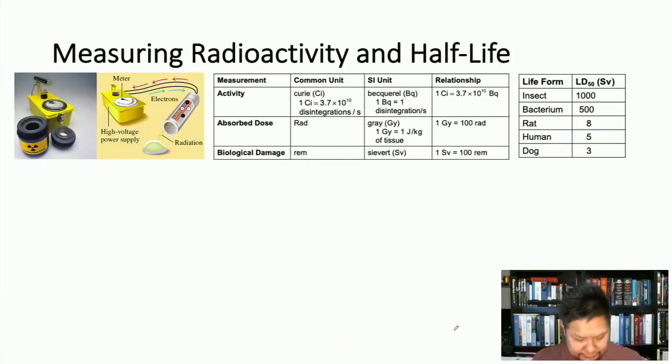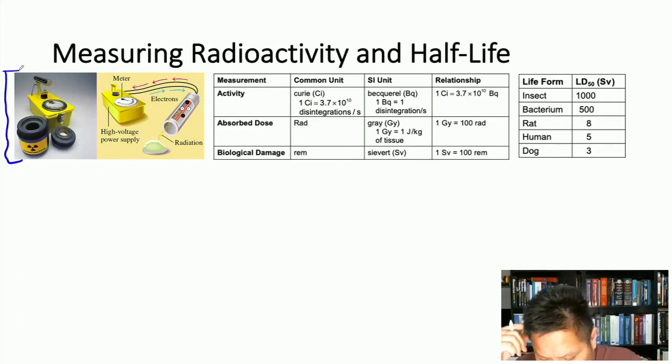And then the last slide is about measuring radioactivity and half-lives. So generally, we detect radioactivity using a Geiger counter. So this is a Geiger counter right here, right? That's how you detect radioactivity. And the units we use for measuring the amount of radioactivity that's being emitted are these units here.